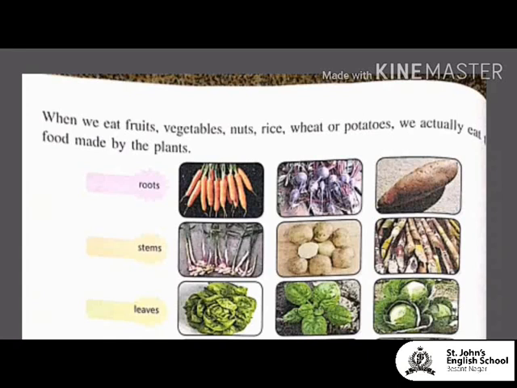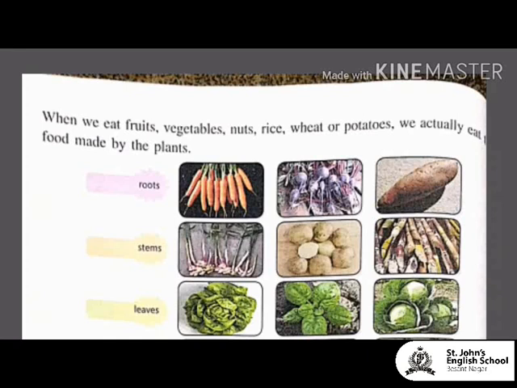Same way, in some of the plants the food is stored in their stem. So, in some plants we eat the stem of that plant. Can you give some examples? Sugar cane. We are eating only the stem of the sugar cane. Why? Because there only, in the stem only, the food is stored.